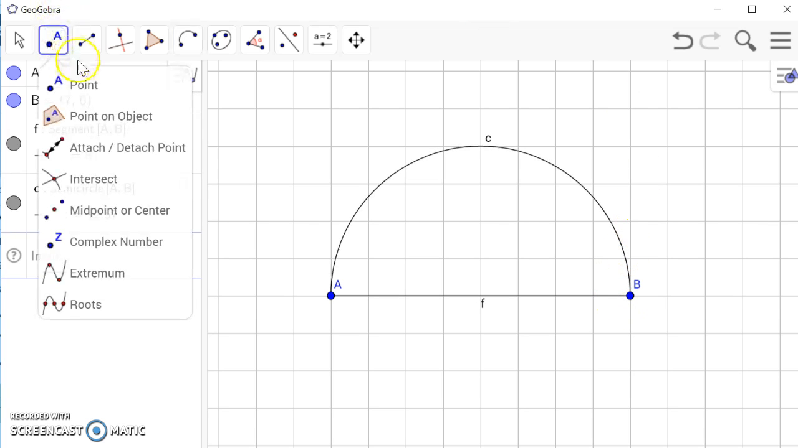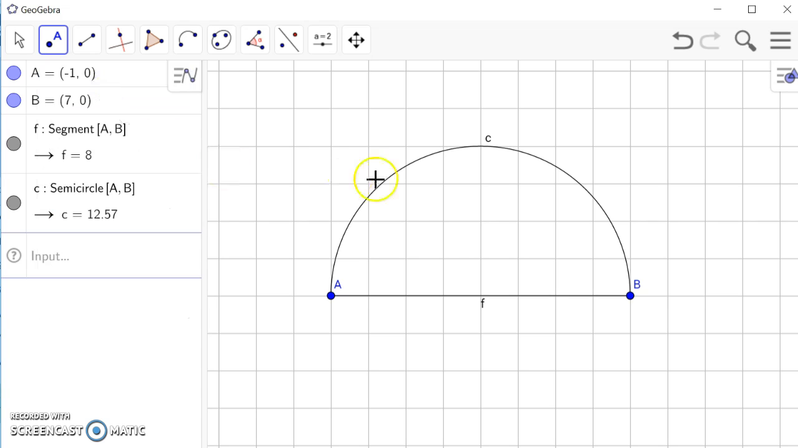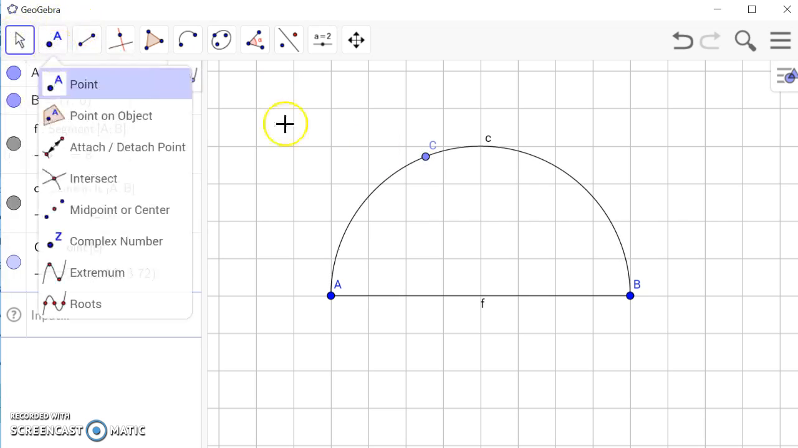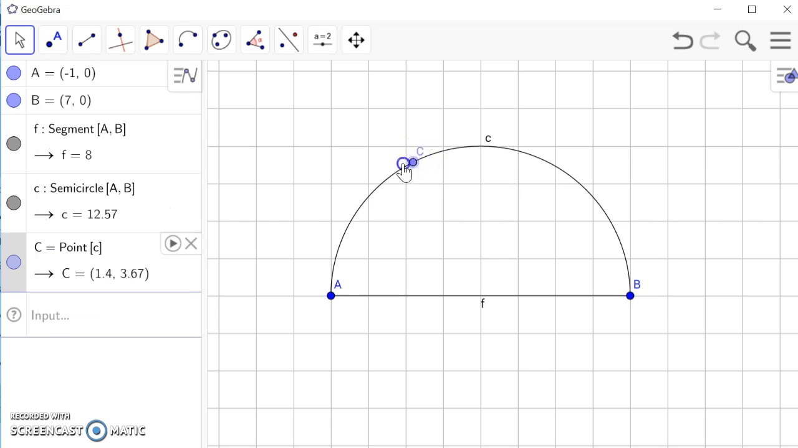Next, we'll pick a point on the semicircle. Anywhere is fine. I will pick one here. Now, just to make sure that it is in a semicircle, what we want to do is slide it along and see that it is sliding along the semicircle, and we can see that it is.